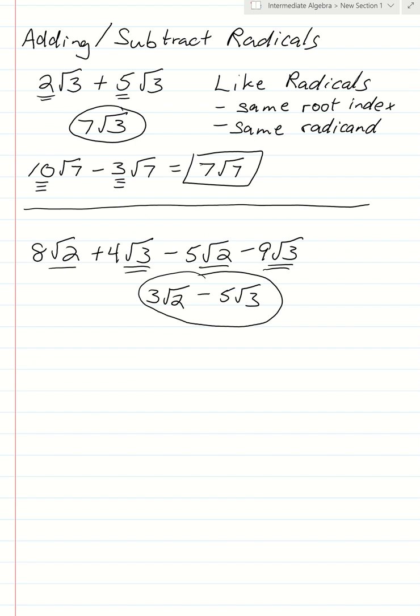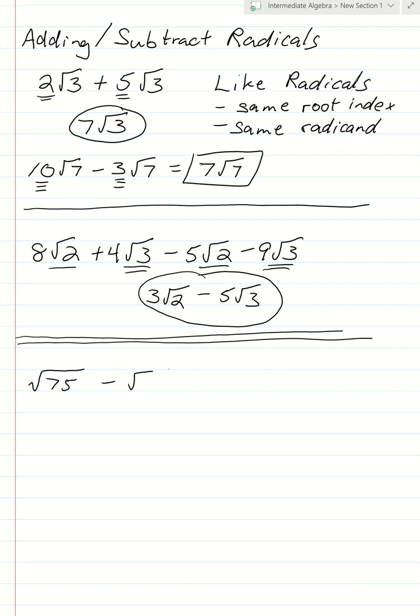So we can only add and subtract radicals if they are like radicals. Well, let's take a look at something a little bit different that may require something from a previous skill. Let's say we have the square root of 75, and we're going to subtract the square root of 12.